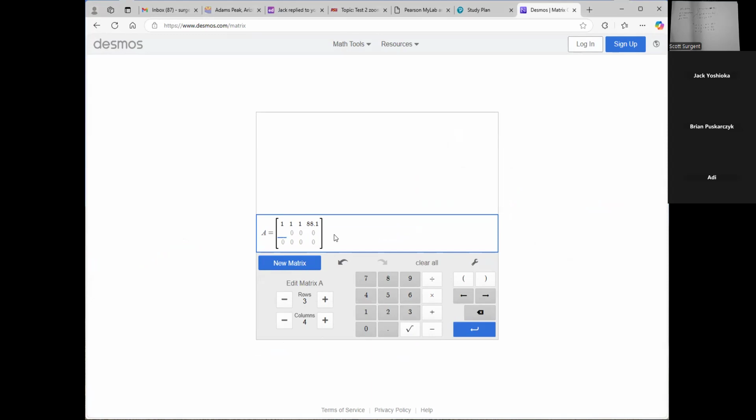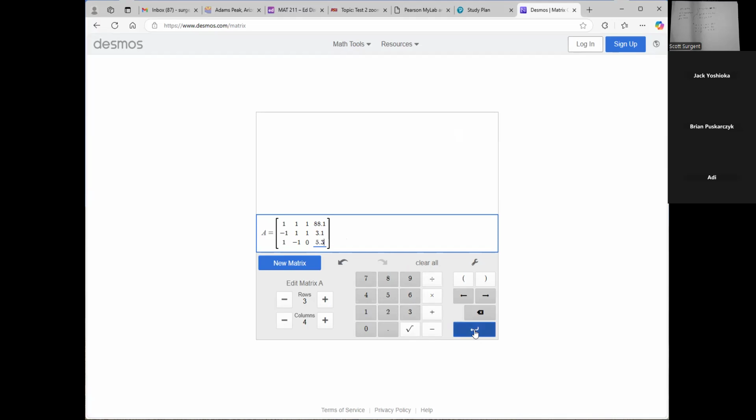The middle row was negative x plus y plus z equals 3.1. So it's going to be negative 1, 1, 1, 3.1. The bottom row is x minus y equals 5.3. So 1, negative 1, and then 0 because there's no z in that. And then 5.3. So far, so good? Yeah.